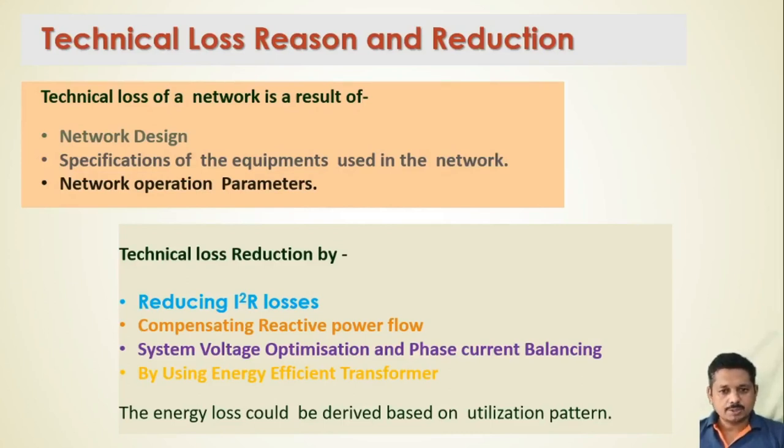The technical losses are the result of network design, meaning improper network design actually, then the specification of equipment used in the network, and network operation parameters. These are the three important parts where we face more technical losses. Now let's see how we can reduce them. For reduction, we have I square R reduction, then compensation of reactive power flow, system voltage optimization, phase current balancing, and using energy efficient transformers. By these three or four methods we can reduce the technical losses.